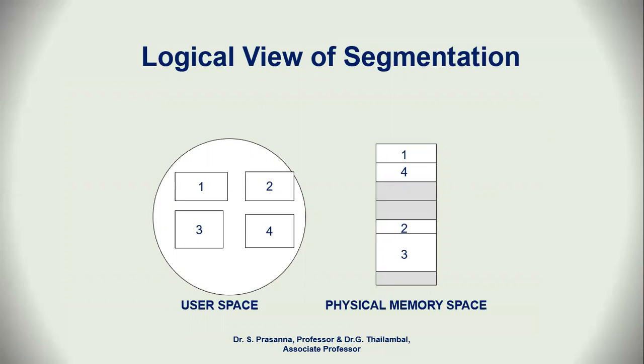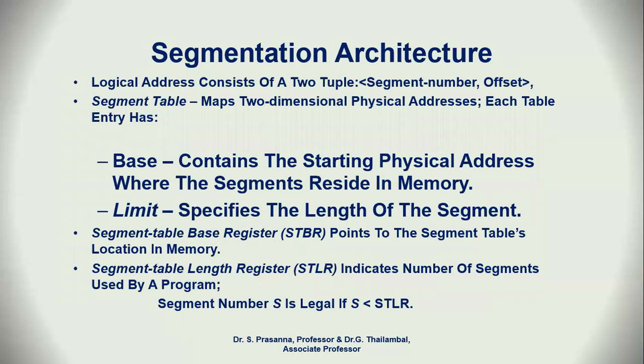Now, how will the memory store this segmented data? In user space you have 1, 2, 3, 4 as segments, 4 segments. In the physical memory space you can also see the spaces where your segments are stored, in different frames. The segmentation architecture also contains two values: one is the base address, another one is the limit. The base contains the starting physical address where your segment resides in memory, and the limit specifies the length of the segment.